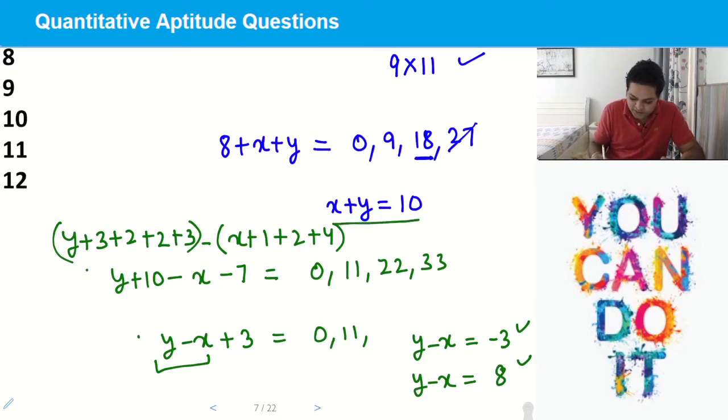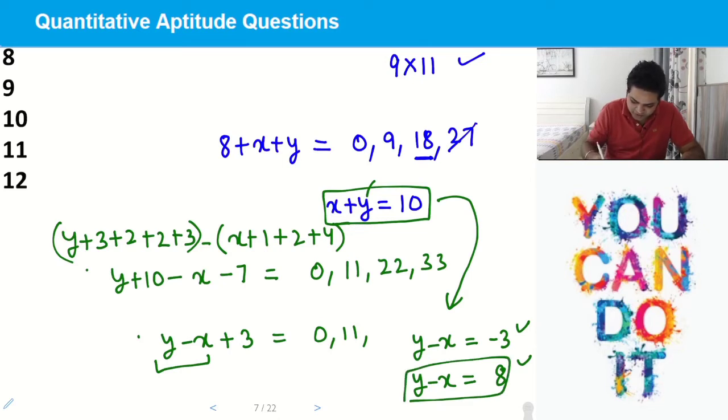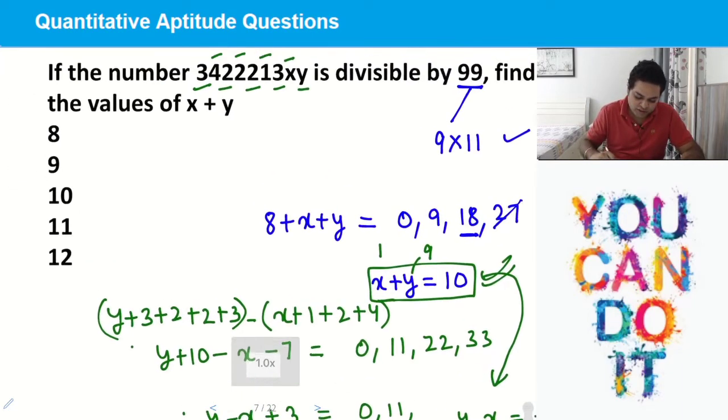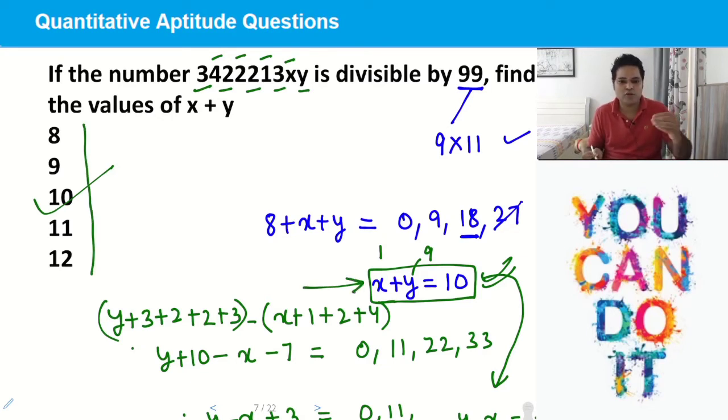Now if I have x plus y equals 10, can I get y minus x equals minus 3? Let's check for this first. We can assume y as 9 and x as 1. 9 minus 1 gives us 8 and 9 plus 1 gives us 10. So this x plus y equals 10 satisfies both 11 and 9. So we can say that this can take this value. Anyway, since there are only 5 options and you have x plus y equals 10, you don't have to even check for 11. Just mark 10 and move ahead.